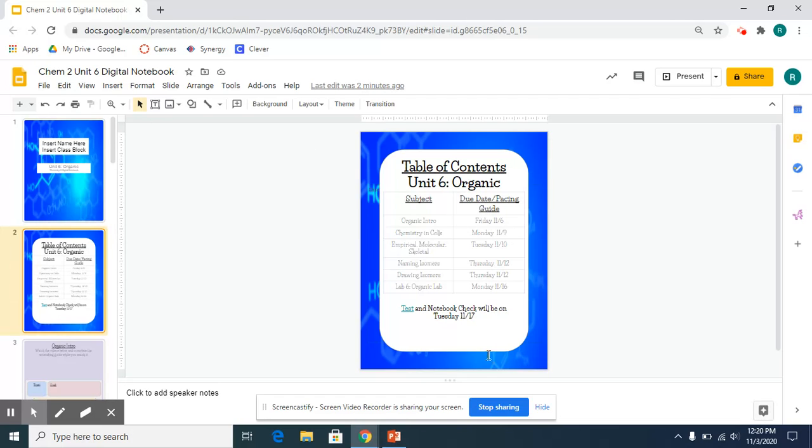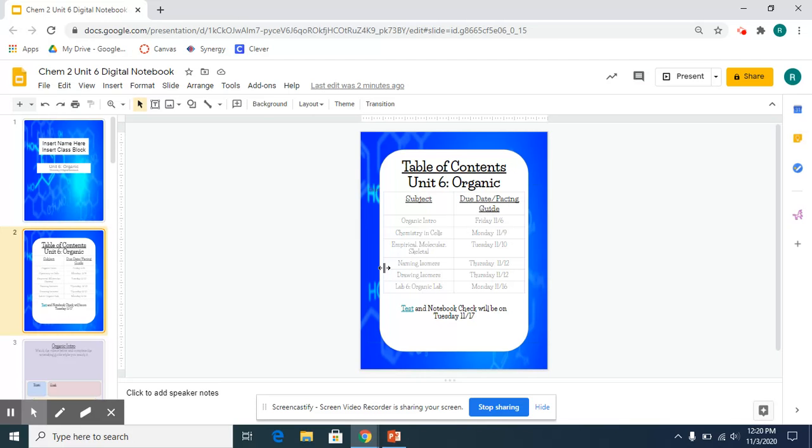Friday, since the naming and drawing, they're both of those. That'll give you time to ask questions, do Google Meets to help understand how to name and draw. So that'll give you a day to make sure you have the notes and stuff done, and then Friday will be used for practicing. The lab for this will be on Monday, the 16th, and then the test and notebook check for this will be on Tuesday.